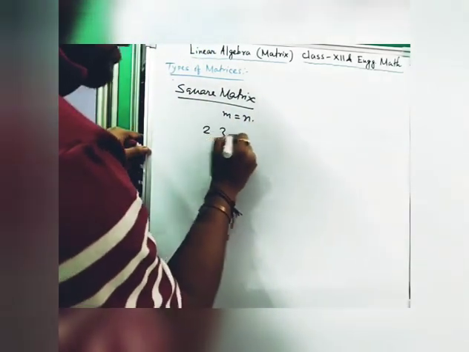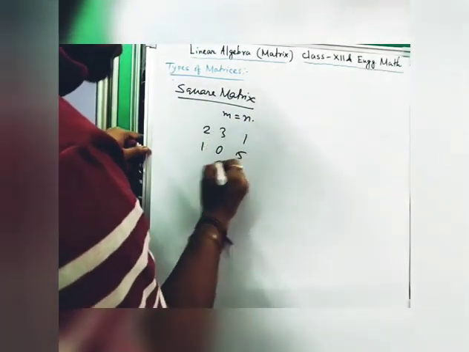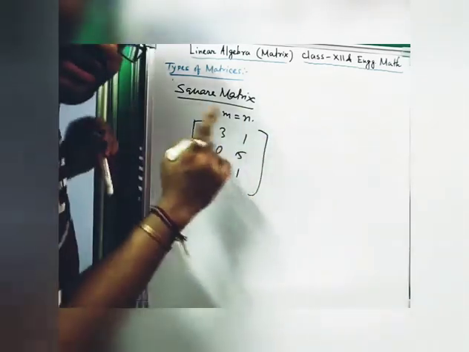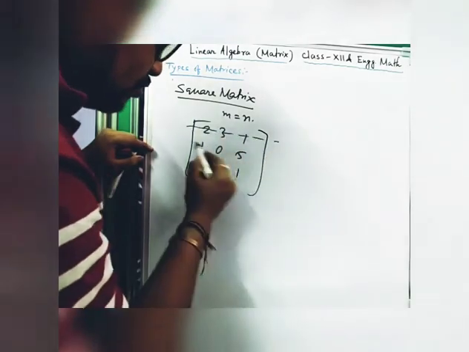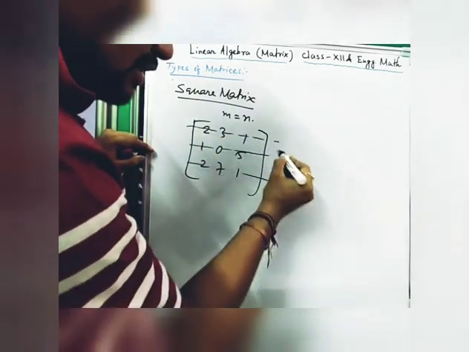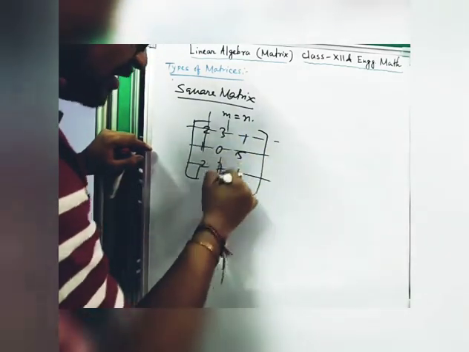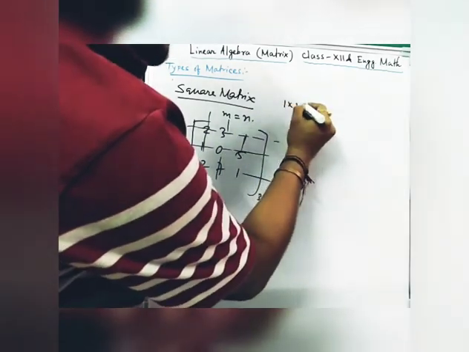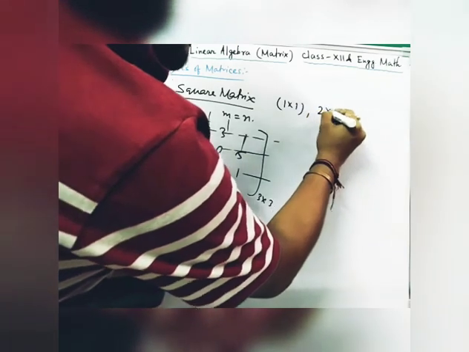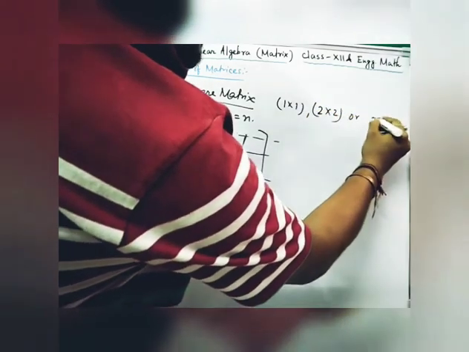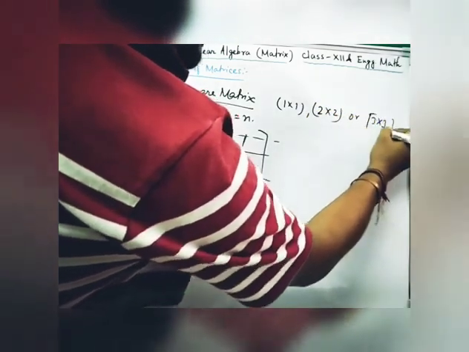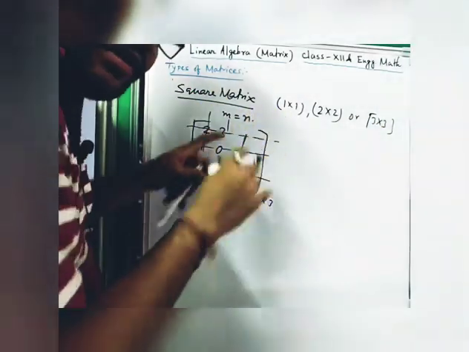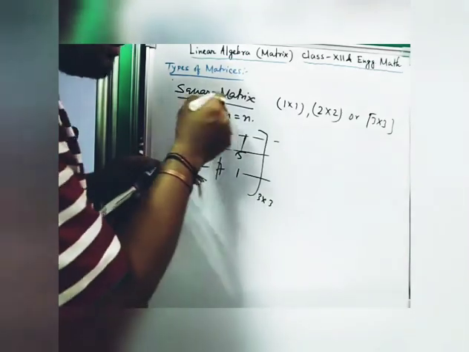Okay, suppose I am giving an example 2 3 1, 1 0 5, 2 7 1. You can see here the number of rows and number of columns are the same. There are 3 rows and how many columns? 3 columns. So it is a 3 cross 3 matrix. Any matrix of this kind, 1 cross 1 or 2 cross 2 or 3 cross 3, is known as a square matrix, because if you box it, it looks like a square, right? That's why it is known as square matrix.